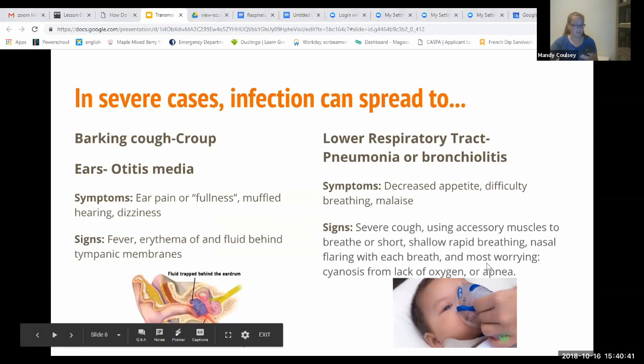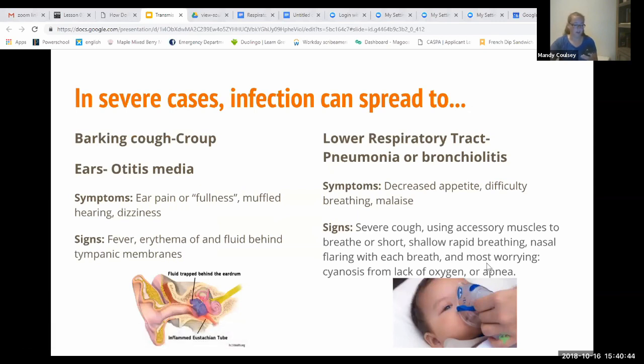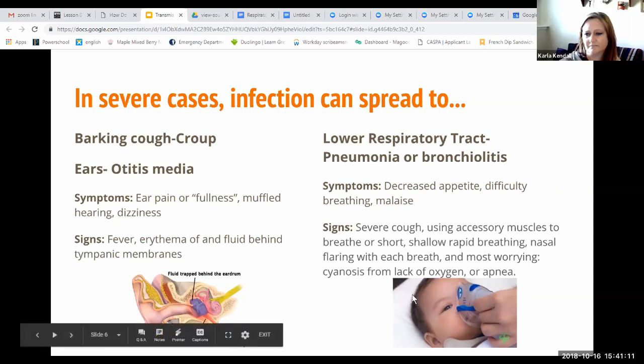The signs of a worse infection include a high-grade fever, wheezing or the rale sound in the lungs, tachypnea, which is breathing really rapidly, severe cough, decreased appetite, and then they'll use, especially babies will use accessory muscles to breathe, or they'll have short, shallow, rapid breathing. Sometimes there'll be some nasal flaring with each breath. The most worrying thing is when you get things like cyanosis, where they turn blue from lack of oxygen, or apnea, where they stop breathing altogether.